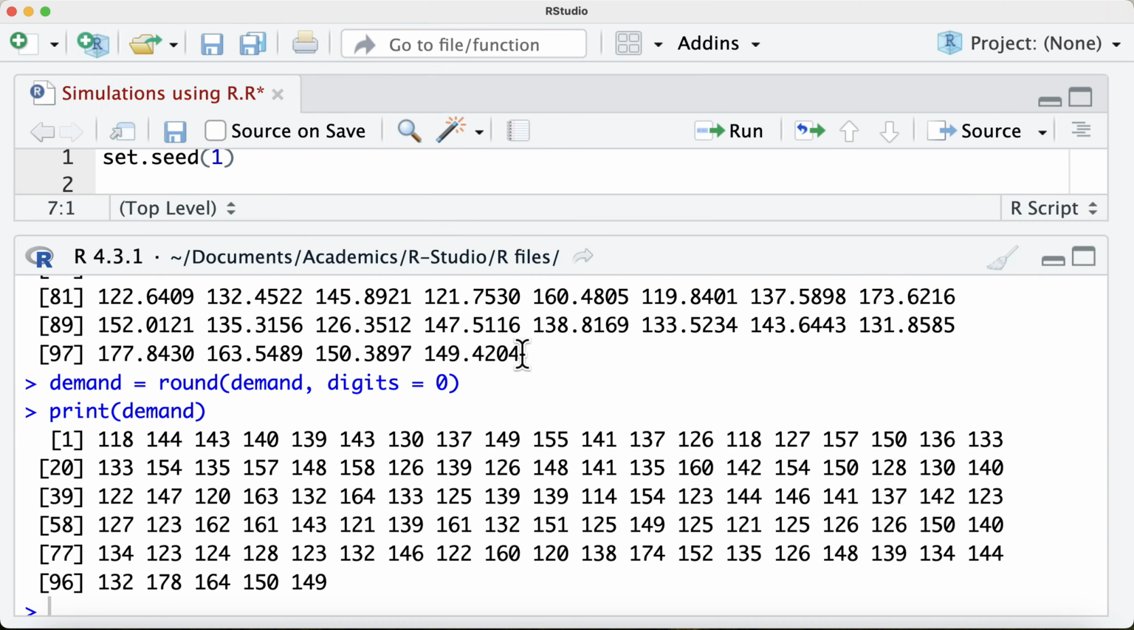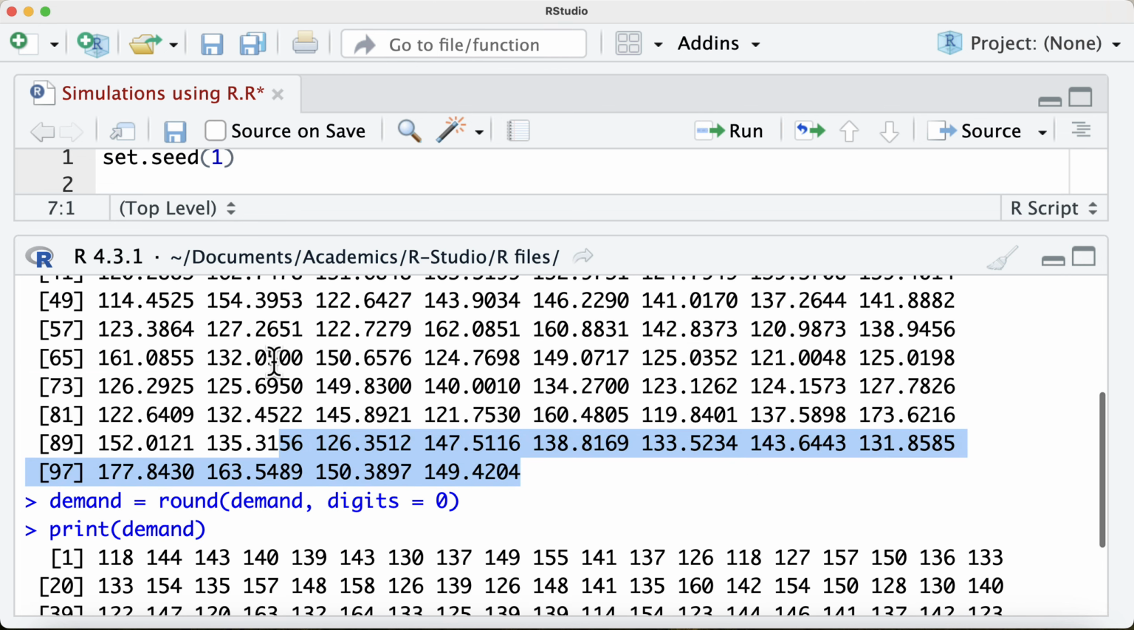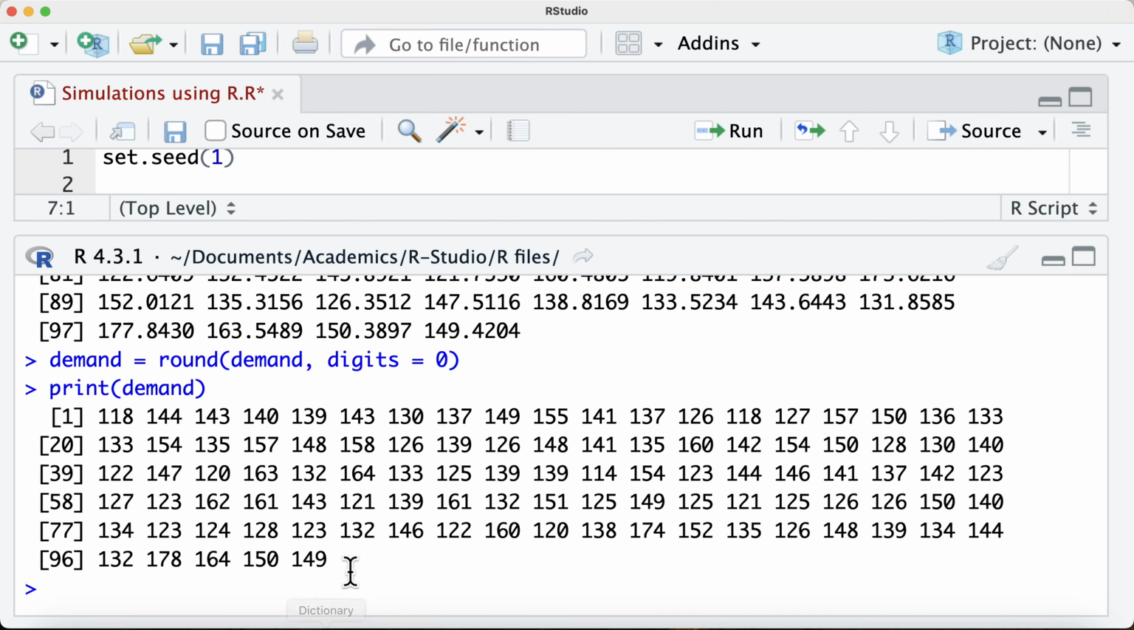Over here the last number was 149.4204, but once it's rounded off it becomes 149 only. All these numbers had 4 decimal places but they have been rounded off here.